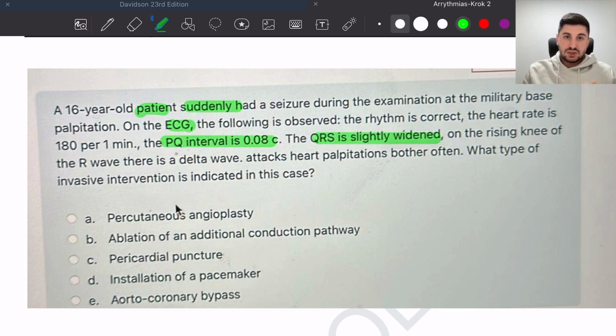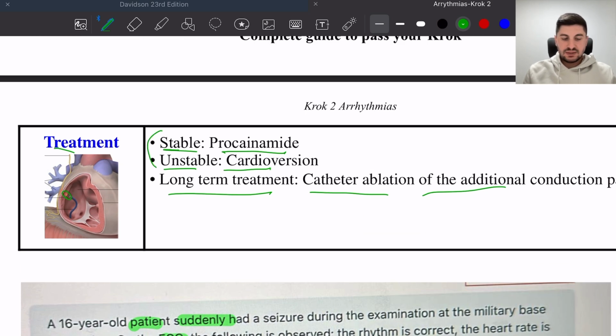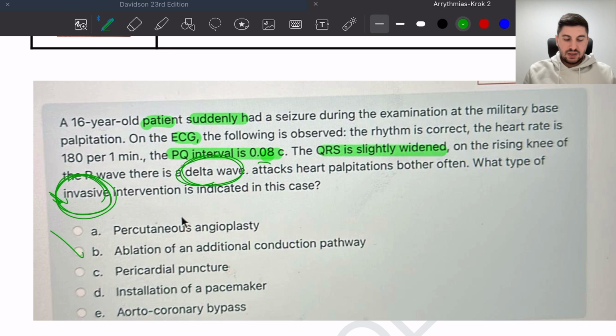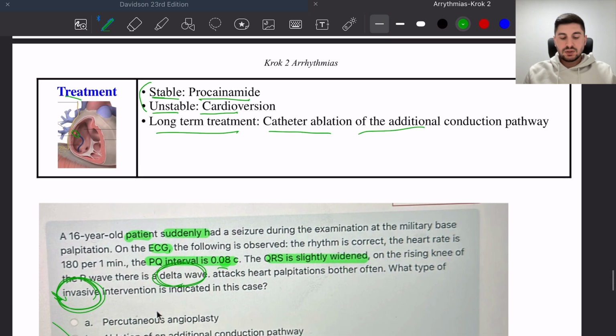The PQ or PR interval is actually shortened here. This is a decreased PR interval. There is a delta wave. So we have all the signs of Wolff-Parkinson syndrome: delta wave, shortened PR interval, and widened QRS. What type of invasive intervention is indicated in this case? They told you right away, we want an invasive intervention, a surgery. So we skip the temporary or medical treatment. In this case, we want ablation of the additional conduction pathway, or closing this additional conduction pathway by the catheter.